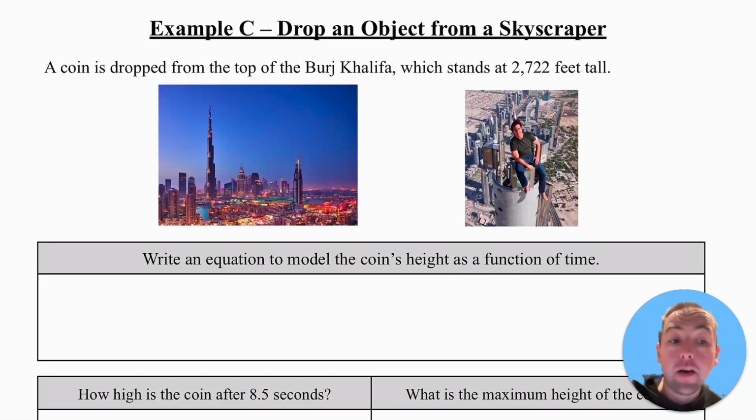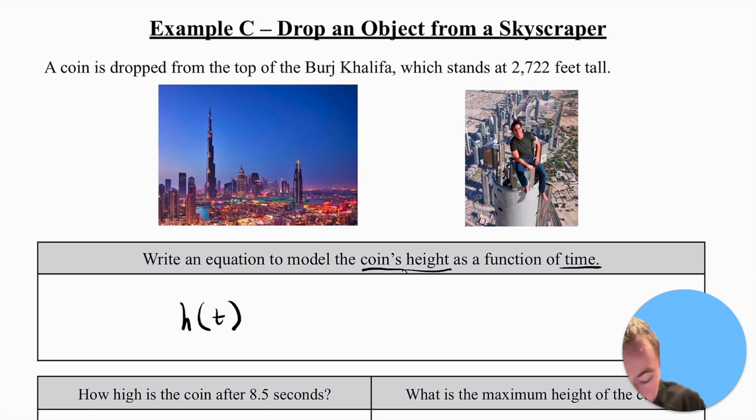We're going to model the projectile motion of a coin, which is dropped from the Burj Khalifa in Dubai. So it stands at 22 feet tall. We want to begin here by writing an equation that's going to model this coin's height as a function of time. If it's a function of time, that means time is the input variable, and the coin's height is going to be the output variable. So we'll use h of t as the height in feet, and t as the time in seconds.